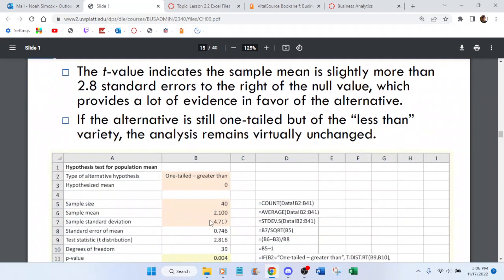The t-value indicates the sample mean is slightly more than 2.8 standard errors to the right of the null value, which provides a lot of evidence in favor of the alternative. If the alternative is still one-tailed but of the less than variety, the analysis remains virtually unchanged.